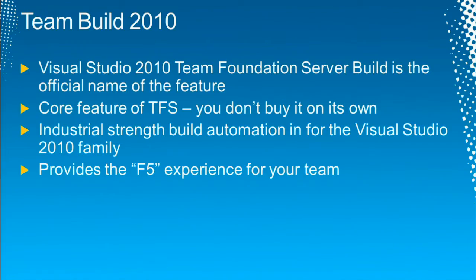So in Team Build 2010, this is the build component. It has a long name, but most of us just call it Team Build. And today it is a core feature of Team Foundation Server. You don't buy it on its own. And it can run both on server operating systems and client operating systems. You can even run it on a virtual machine and get creative and spin up agents on demand. And this really is industrial strength build automation in the 2010 release. It has the capabilities to orchestrate very complex build implementations. And what we'd like to think about is this is providing that F5 experience for your team.